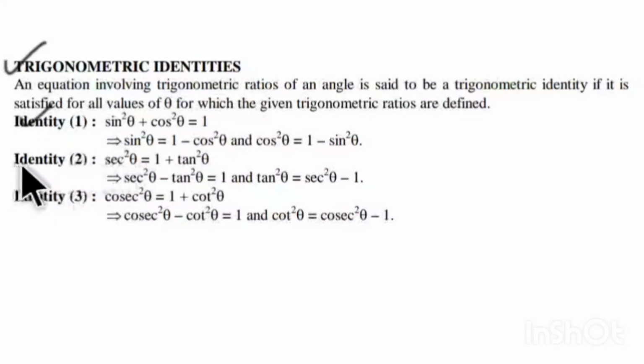Second identity is sec square theta equals 1 plus tan square theta. From here you can calculate tan square theta equals sec square theta minus 1 and sec square theta minus tan square theta equals 1. Then the third identity is cosec square theta equals 1 plus cot square theta. From here you can get the value of cot square theta equals cosec square theta minus 1 and cosec square theta minus cot square theta equals 1. These are the values.